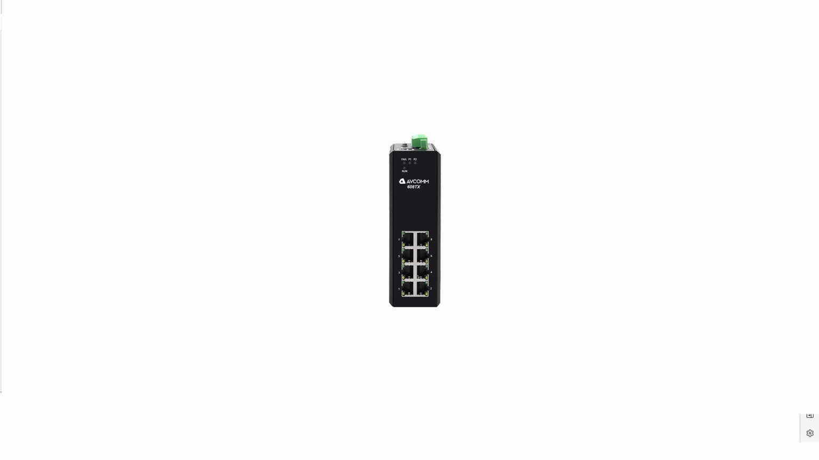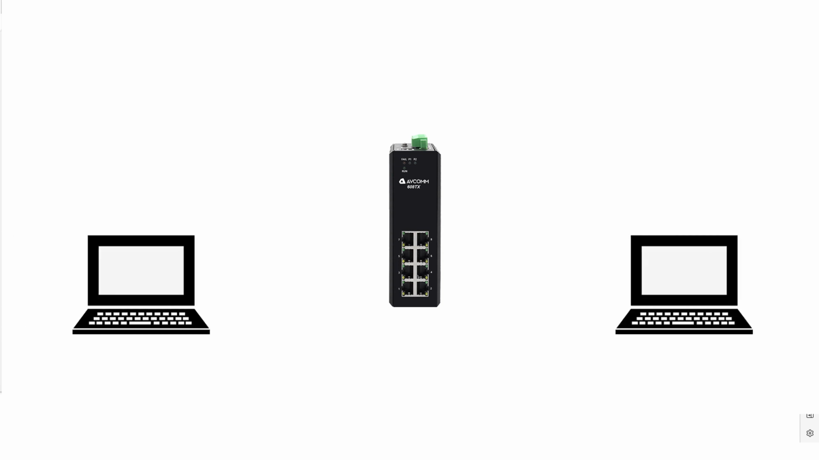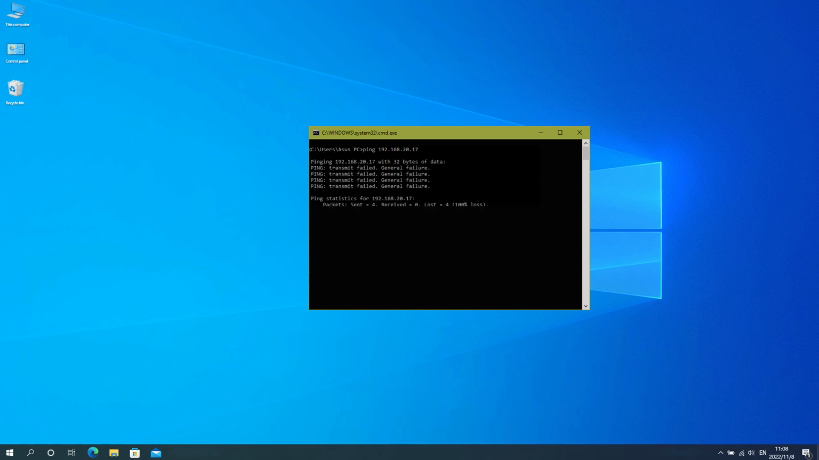To check whether the configuration is successful, connect 2 computers to port 1 and port 2 on the switch and ping their IP addresses. If they cannot communicate with each other, the configuration is successful and the communication between these 2 ports has been isolated.